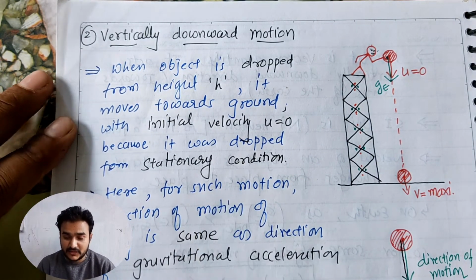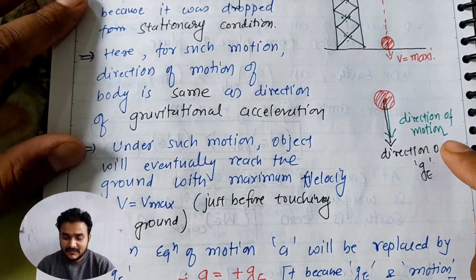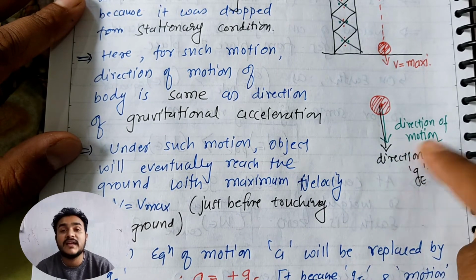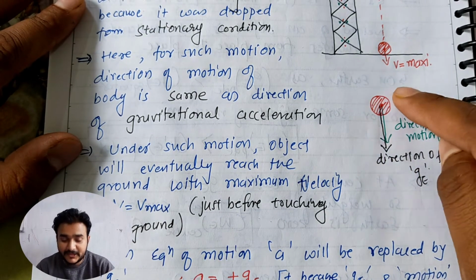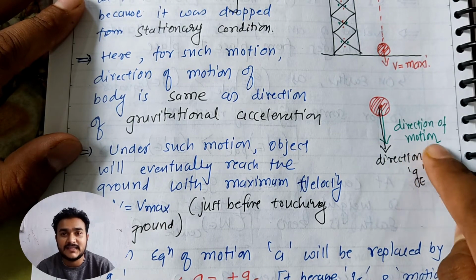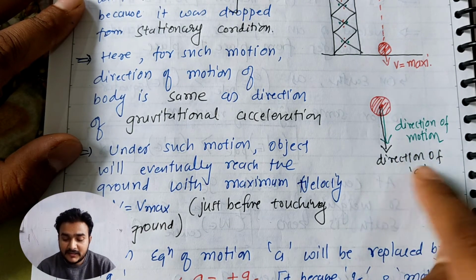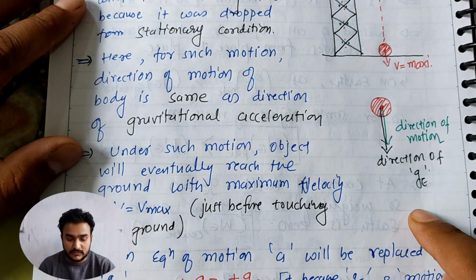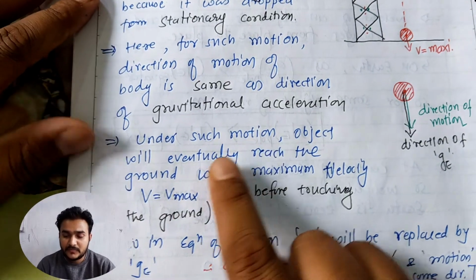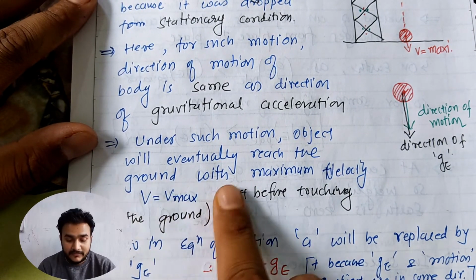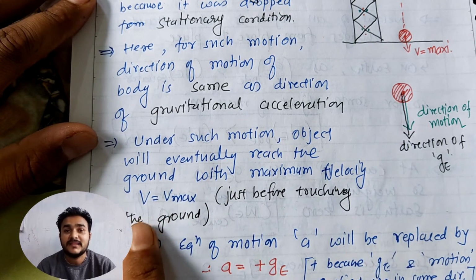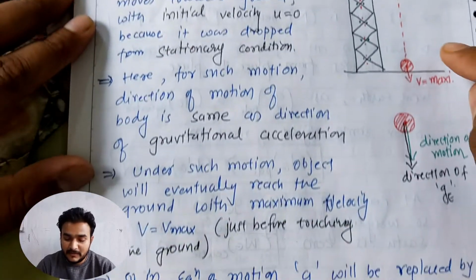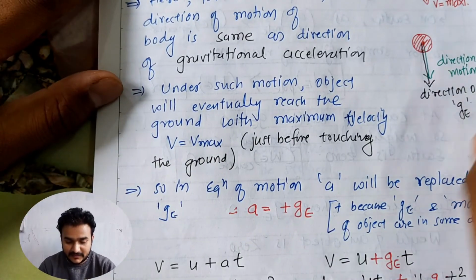Now for such a motion, if we see the direction of motion and the direction of gravitational acceleration, both are in the same direction. So the direction of motion is vertically downward. I have shown it by the green arrow, and the direction of the gravitational acceleration, shown by the black arrow, is also in the same direction. So under such motion, the object will eventually reach the ground with the maximum speed or maximum velocity. That's why the final velocity for the vertically downward motion will be equal to the maximum velocity, that is Vmax.